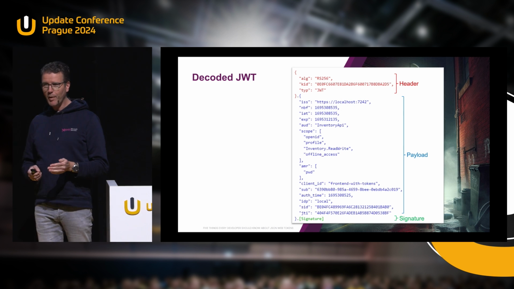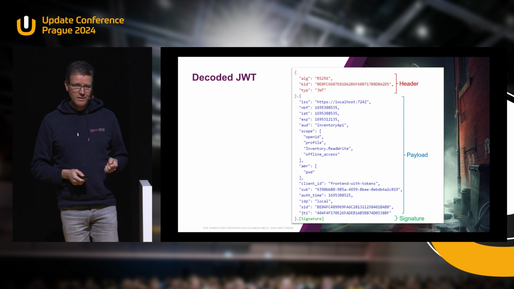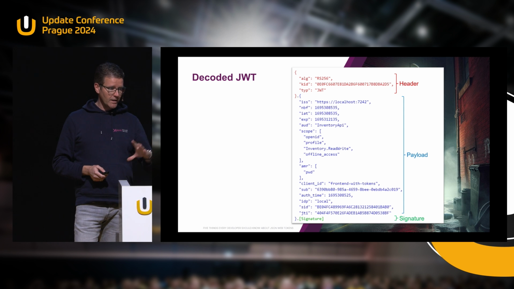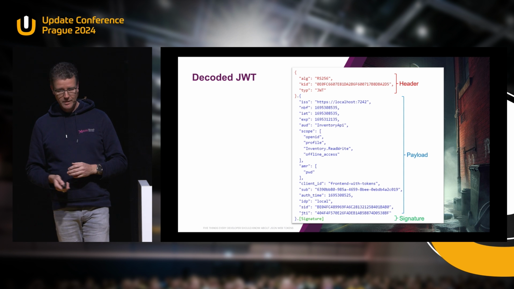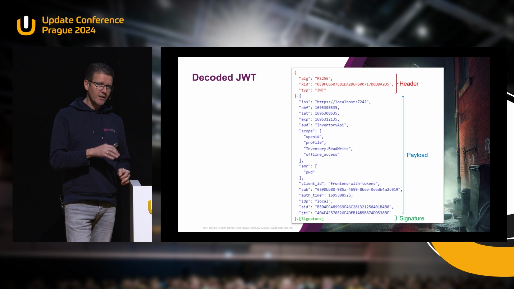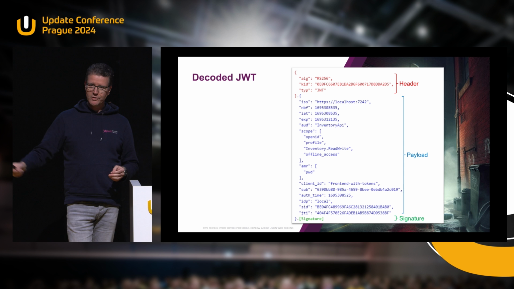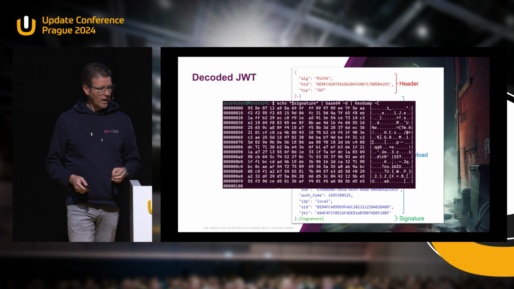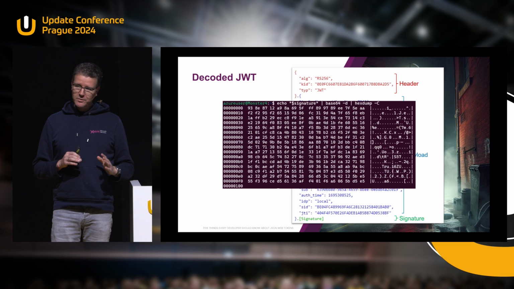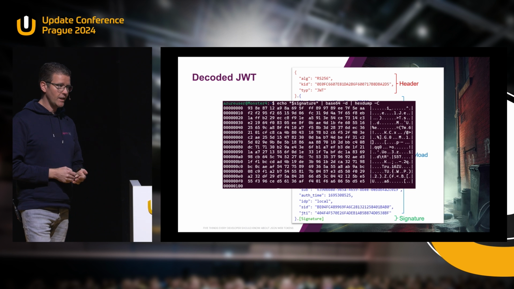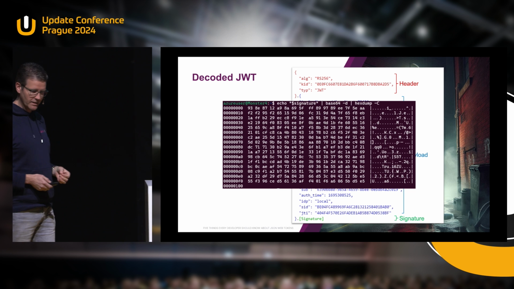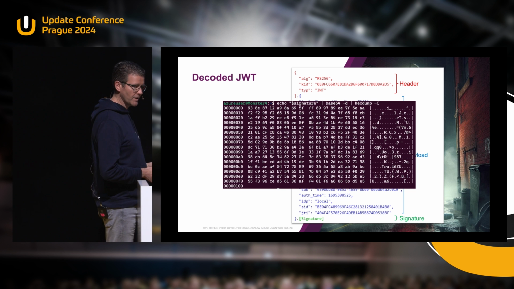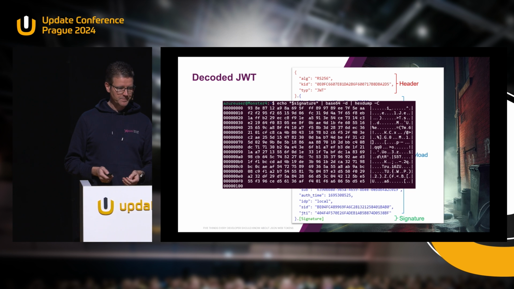So the top part here in the red is the header. Then the blue part, the second in the middle, is what we call the payload. And in the bottom, there will be a whole bunch of characters representing the signature. If you zoom in to this signature, you will see it's just a bunch of bytes. And don't worry, I will explain a little bit more about how those bytes got there and why they are useful to you.